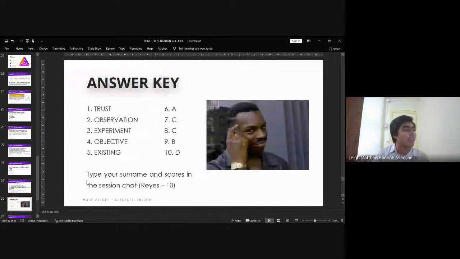Okay. So number one for fill in the blanks is trust. Number two is observation. Number three is experiment. Number four is objective. And number five is existing. Okay. And for number six, the multiple choice questions. Number six is letter A. The correct answer is letter A. Number seven is letter C. Number eight is letter C. Number nine is letter B. And number 10 is letter D.